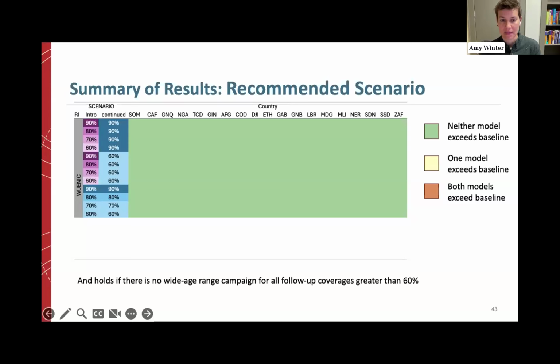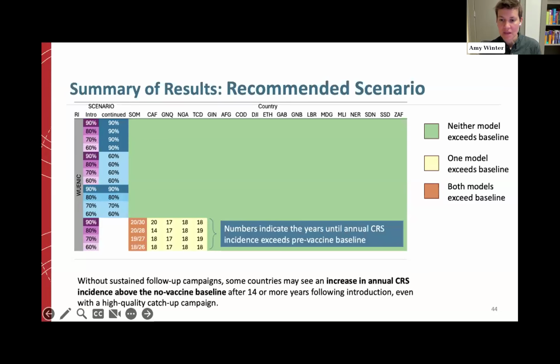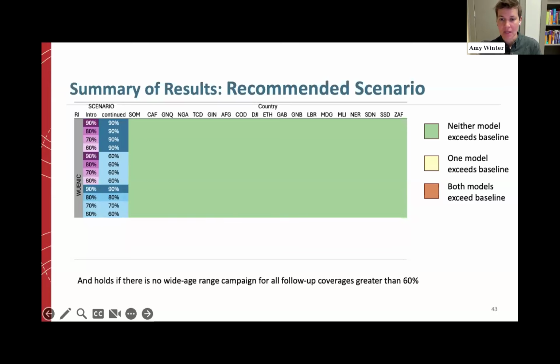Next slide. Oh, sorry. Go back one slide, Matt, sorry. Even though scenarios with a narrow age range introduction don't exceed baseline, they still have more burden than ones with a wide age range introduction, as we saw above with the percent reduction slides. Okay.